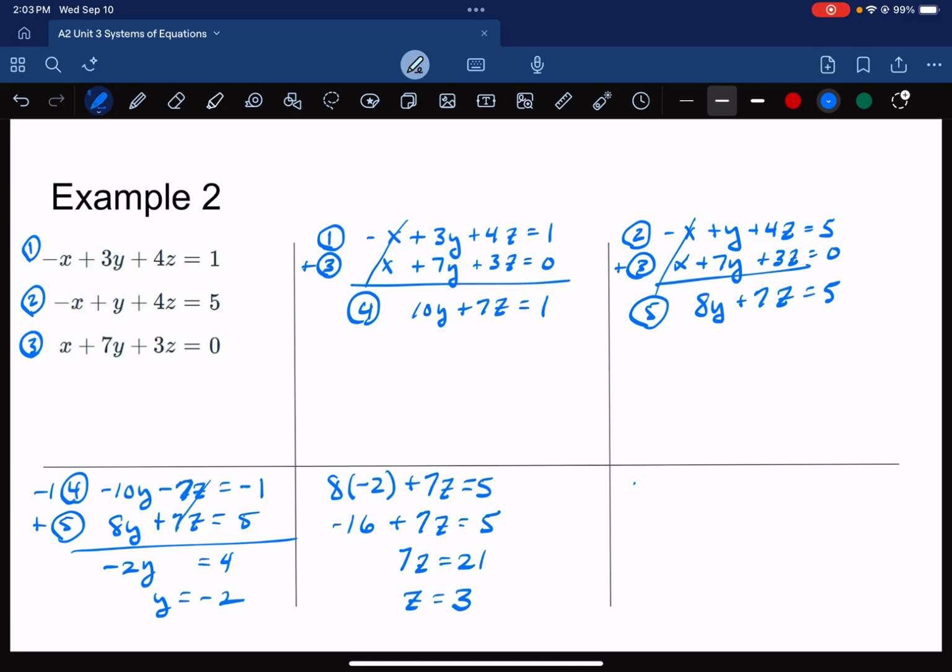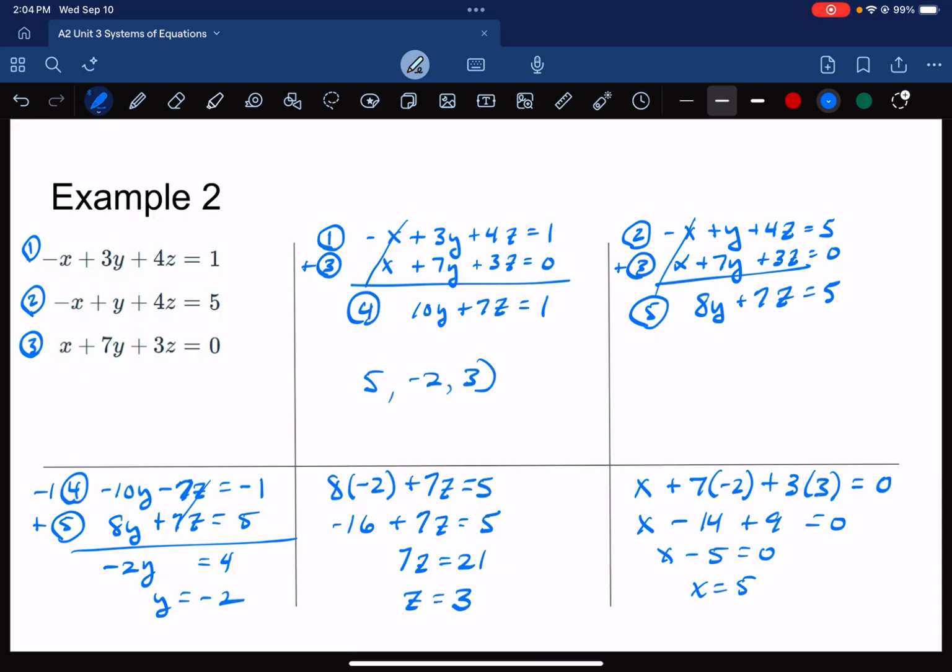And I'll take number 3, equation 3. X plus 7 times y plus 3 times z equals 0. So x minus 14 plus 9 equals 0. X minus 5 equals 0. X equals 5. So you can plug them into any equation and they should work, right? I mean, that's the key to this, is you're finding values that make the equations true. So you can just plug them back in and see that they work.